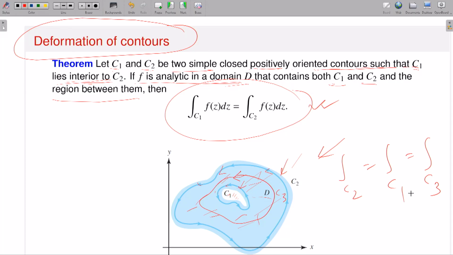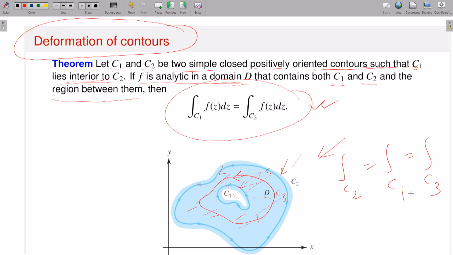So that means I can deform my contour, okay? But it should satisfy all the properties. That means contours C1 and C2 should lie in my domain D, and for the deformation, C1 is the deformation of C2, you can think in that direction. C1 should lie interior to C2. If these things happen, the corresponding contour integration or line integral will be the same value. Now how to do that?